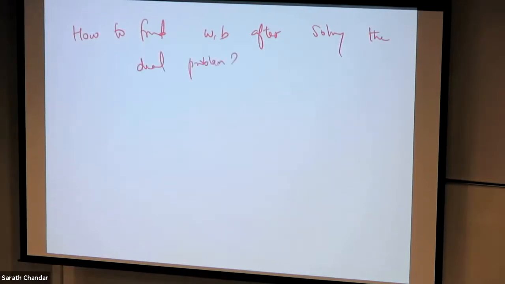So how to find W and B after solving the dual problem? We already know that W is given by summation n is equal to 1 to capital N, a of n, t of n, phi of x of n. We know this, this is what we derived by setting dou L by dou W equal to 0.